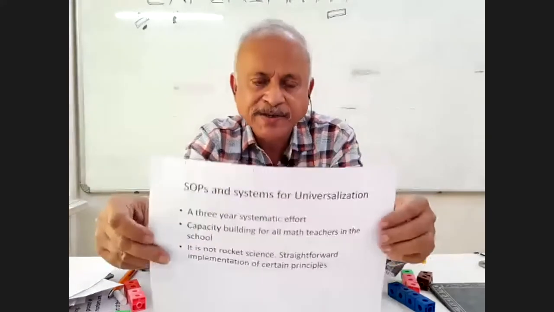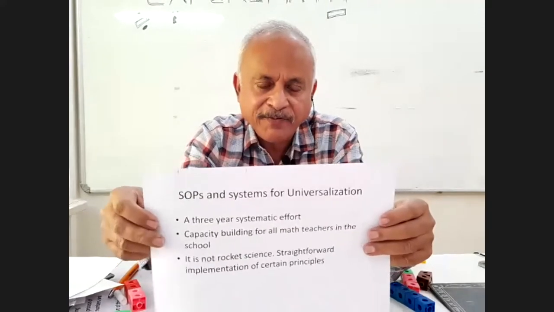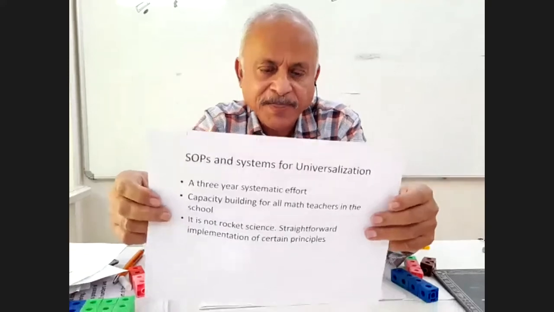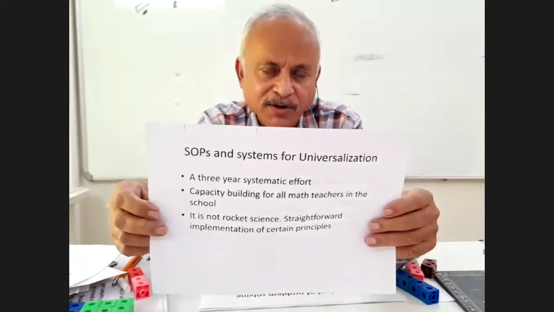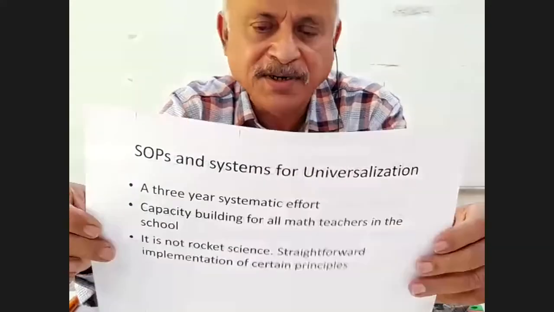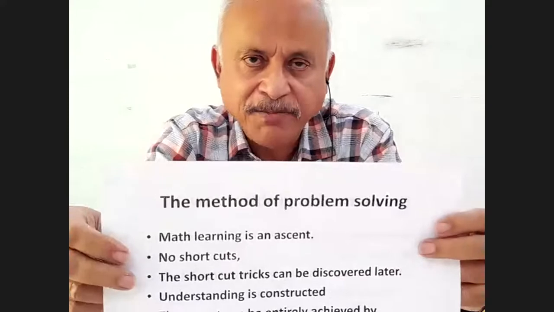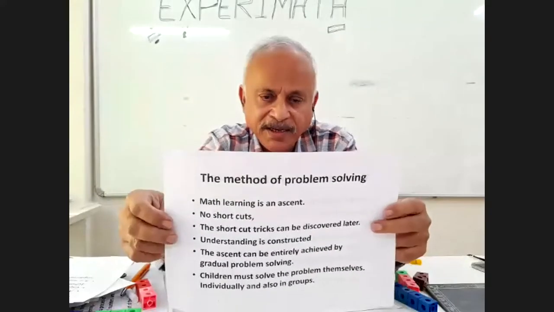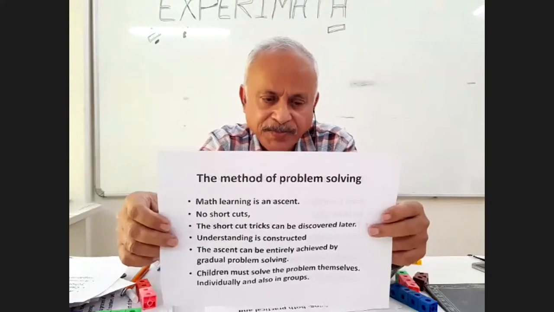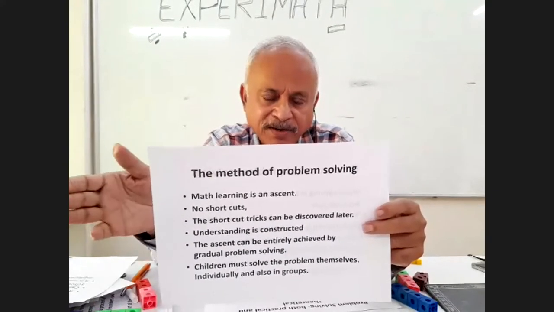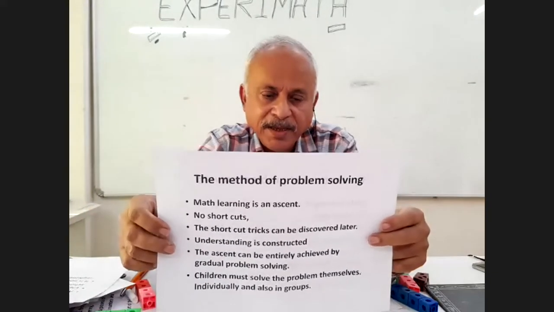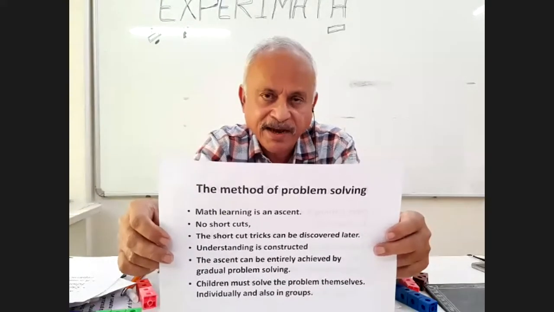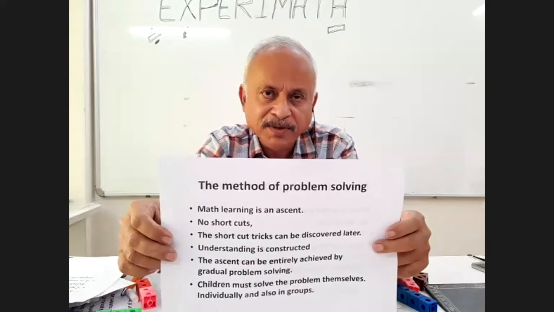Now, if you're aiming for universalization, it's not a one-year effort. There has to be at least a three-year systematic effort. There has to be capacity building for all math teachers in the school, but it is not rocket science. It is straightforward implementation of certain principles. And what is basic is this, the method of problem solving. Math learning is an ascent. There are no shortcuts. The shortcut tricks can be discovered later. Understanding is constructed. And the ascent can be entirely achieved by gradual problem solving.